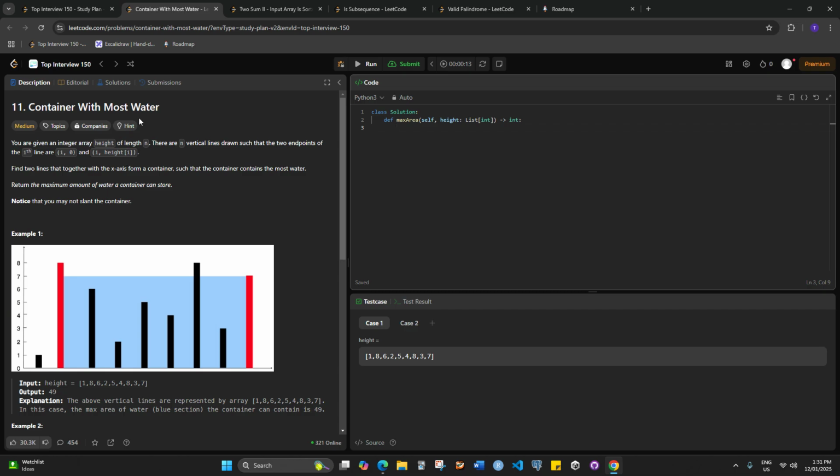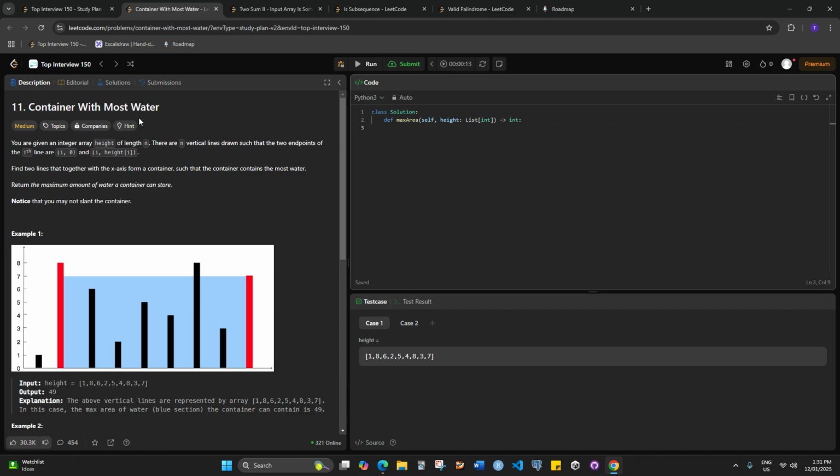There are n vertical lines drawn such that the two endpoints of the ith line. What the heck does that even mean? Is given by (i, 0) and (i, height). Oh, okay. That's (i, 0) and (i, height). Okay, yeah.